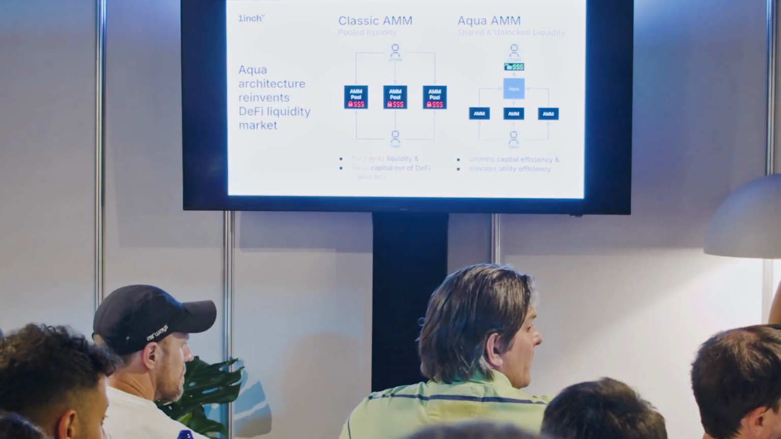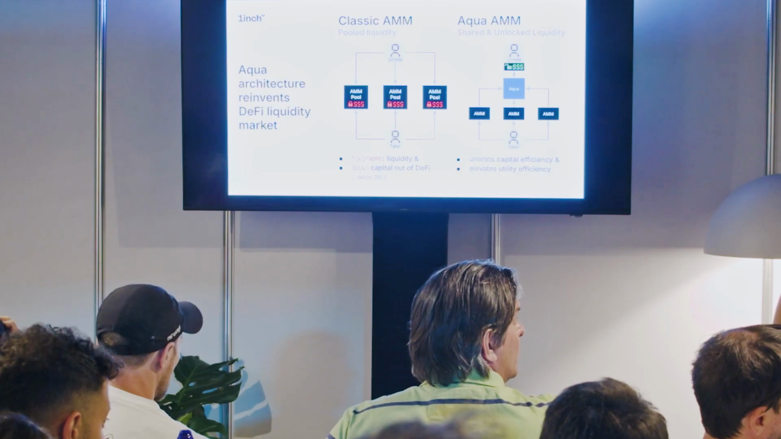After the taker submits an order, how does Aqua decide who the maker should be?